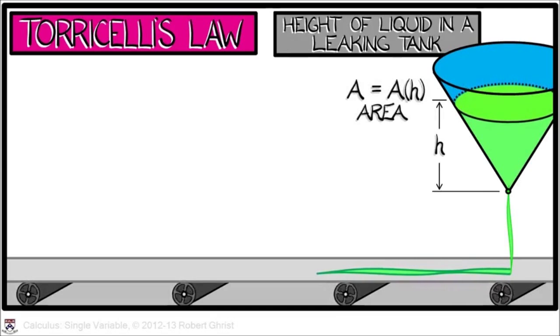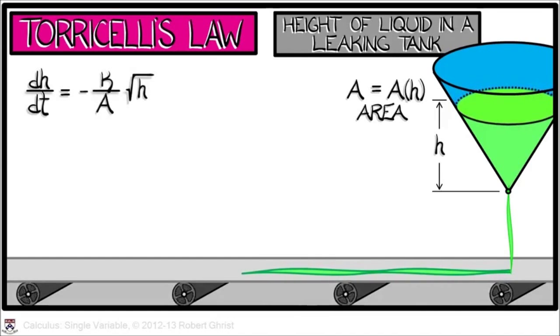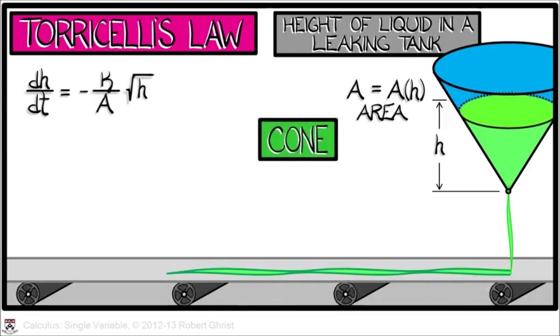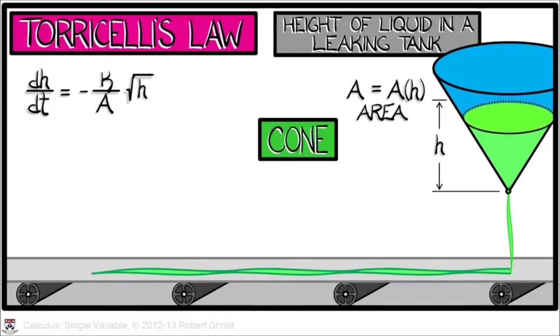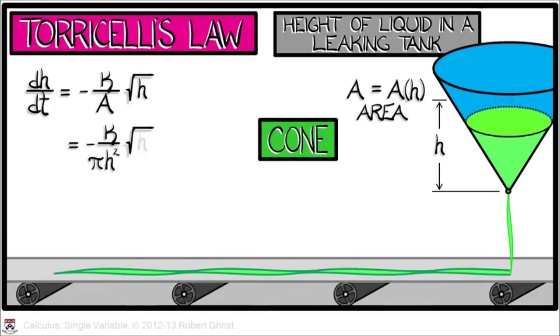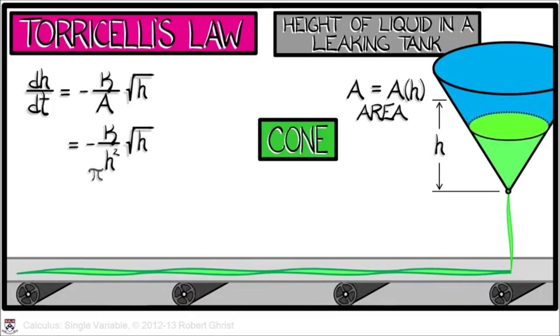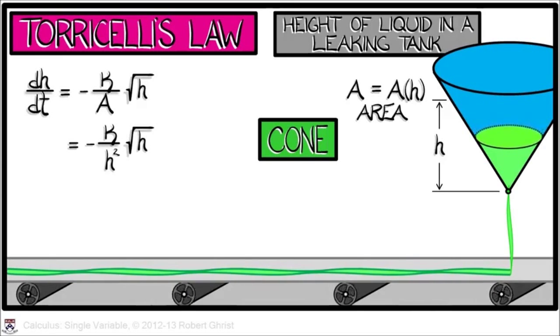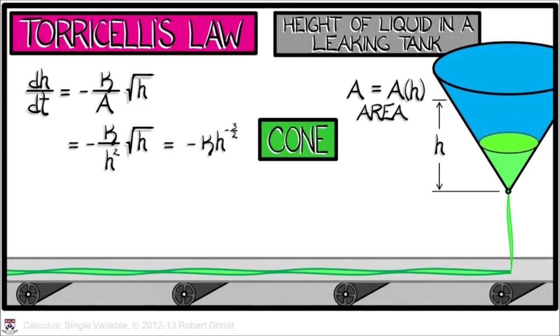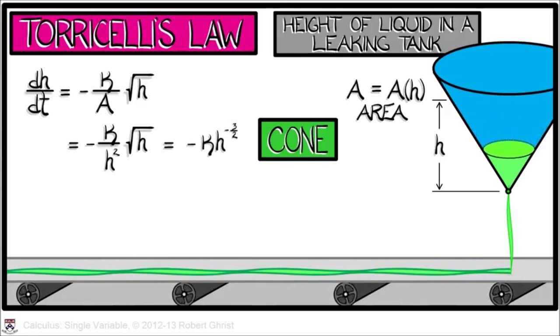The law states that the rate of change of h with respect to t is proportional to the square root of h and inversely proportional to A. If we consider, say, a cone or anything where the cross-sectional area is quadratic in h by some constant, maybe pi, maybe not, then we obtain h prime is proportional to h to the negative 3/2.